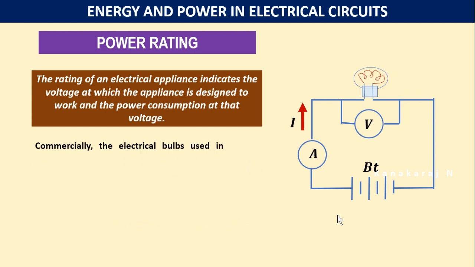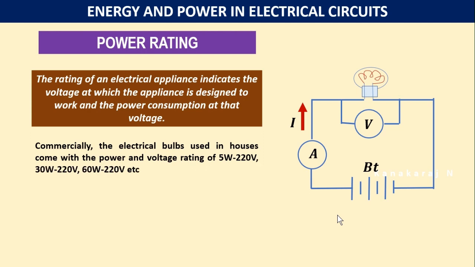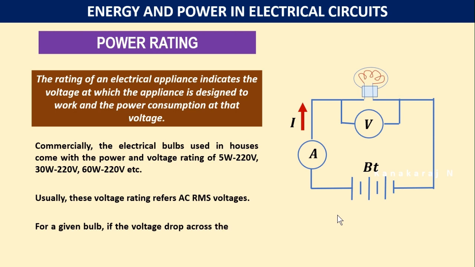Commercially, the electrical bulbs used in houses come with power and voltage ratings like 5 watt 220 volt, 30 watt 220 volt, 60 watt 220 volt, etc. Usually, this voltage rating refers to AC RMS voltage. For a given bulb, if the voltage drop across the bulb exceeds the voltage rating, the bulb will fuse.